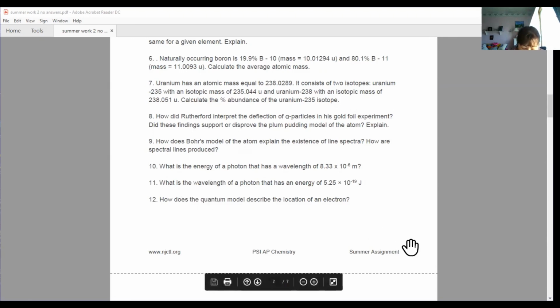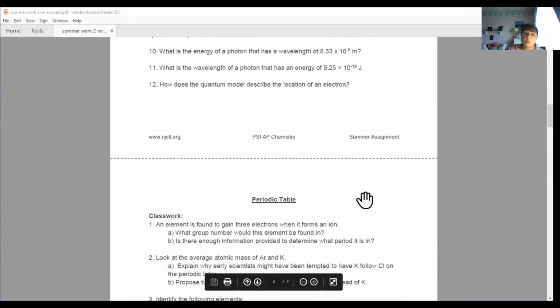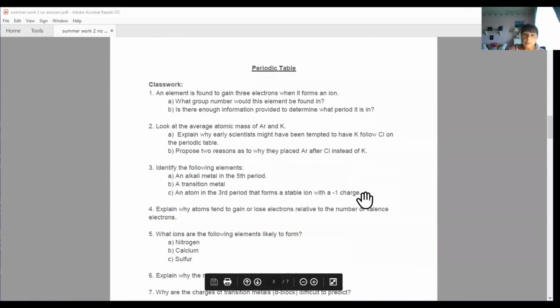And then number 12, how does the quantum model describe the location of an electron? According to the quantum model, which is the one from Bohr, the electrons are situated on a particular orbital level of energy. So, class work for this one.